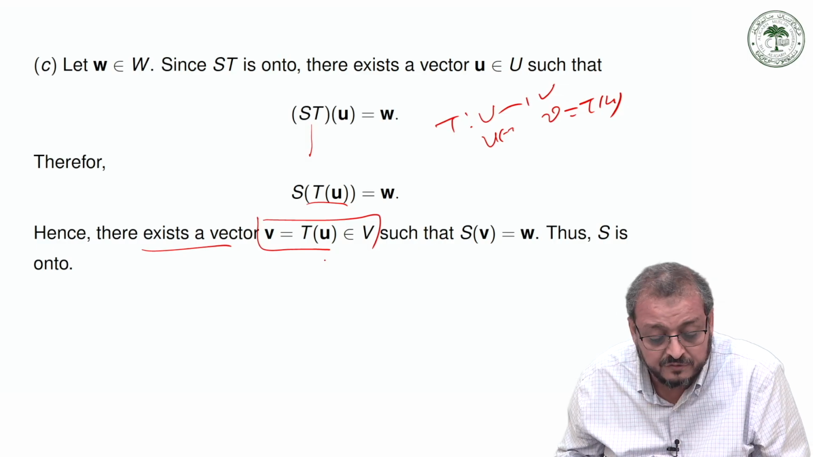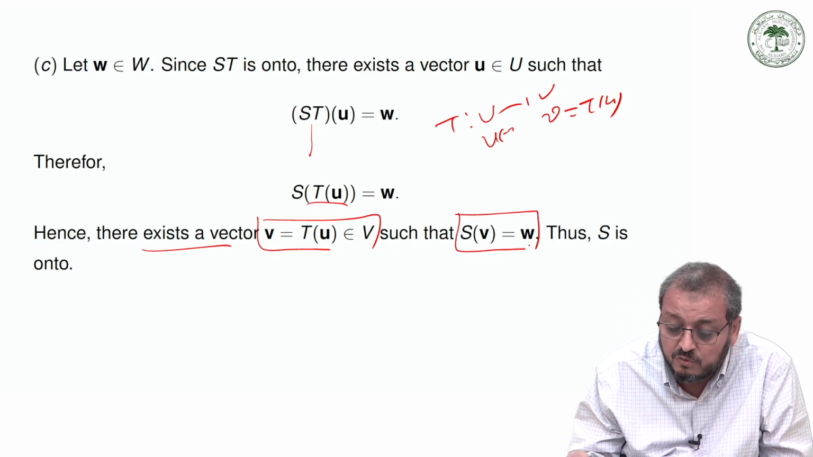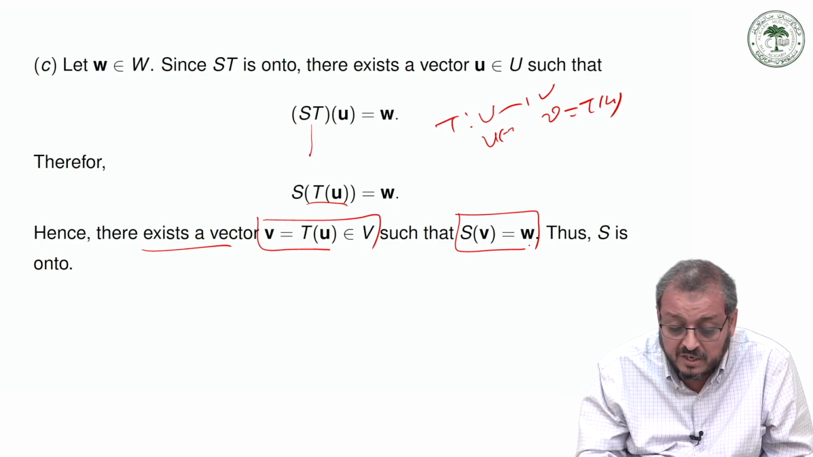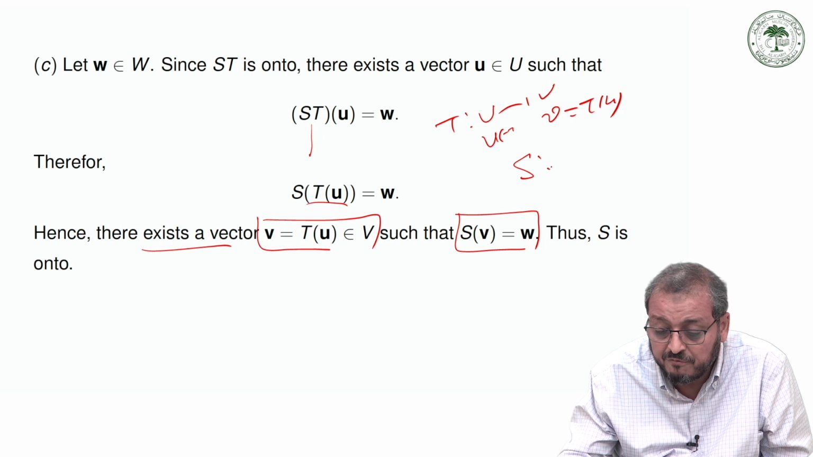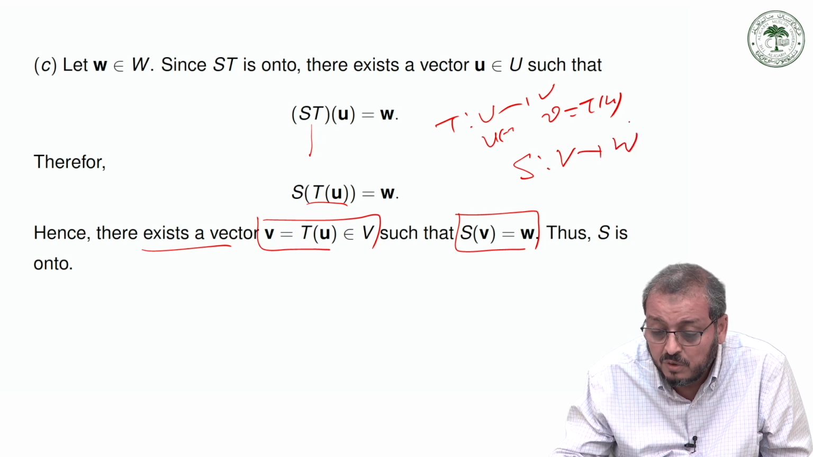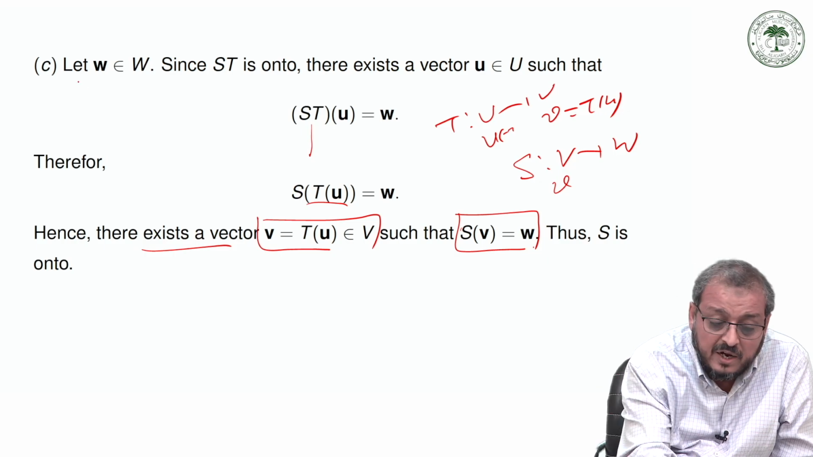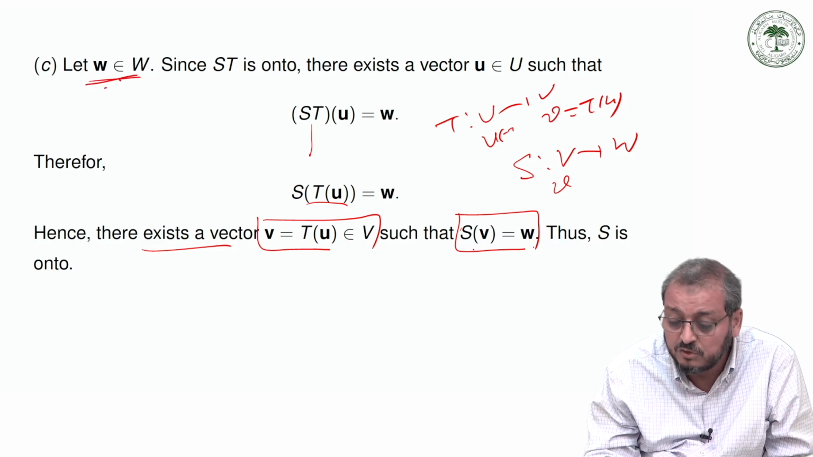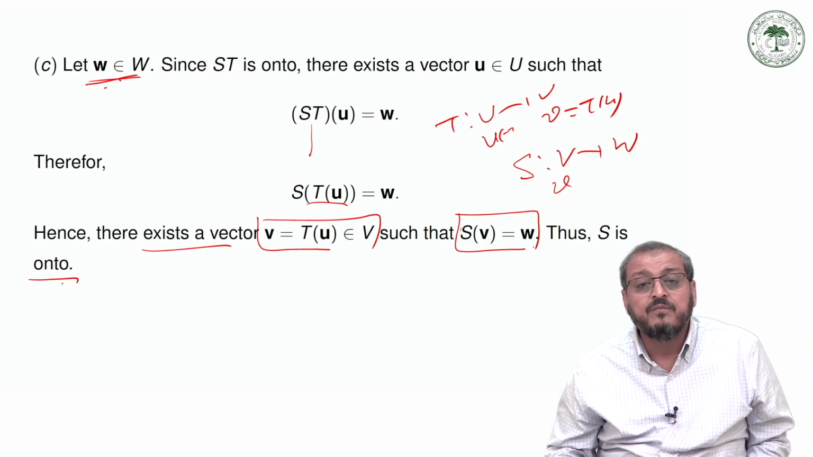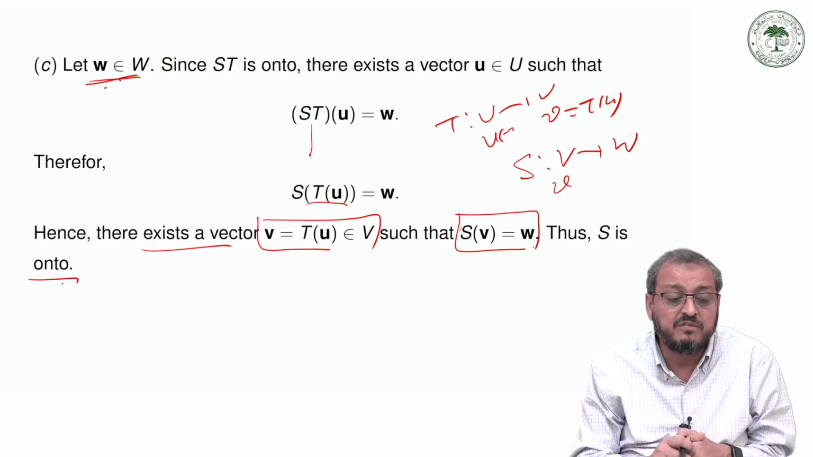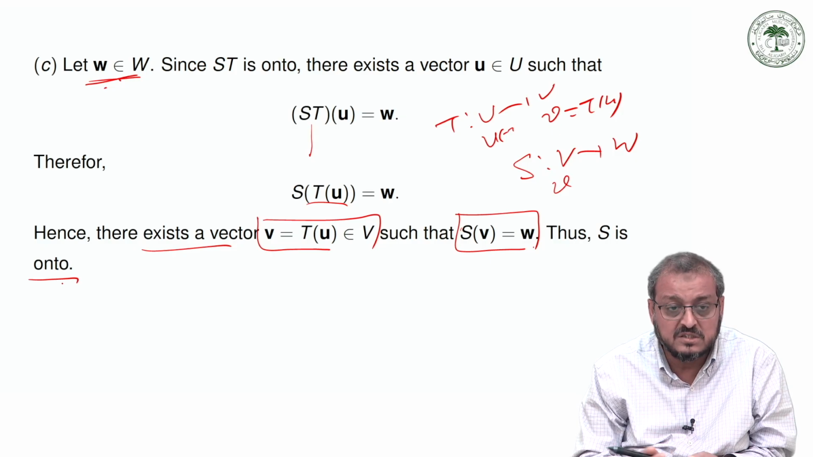So for this element of V, we can say that S of V is equal to W. So S is a map from V to W, there exists a V, and we showed that S of V is equal to W, where W is an element of W. We showed that W can be written in the form S of V, then S is onto. So if ST is onto, then S is onto.